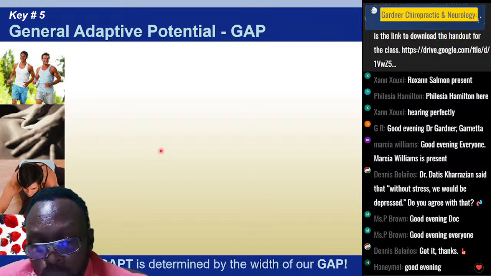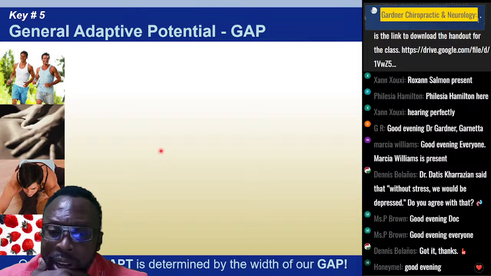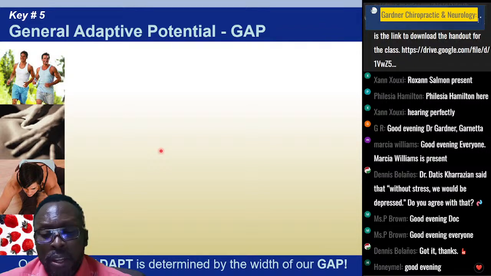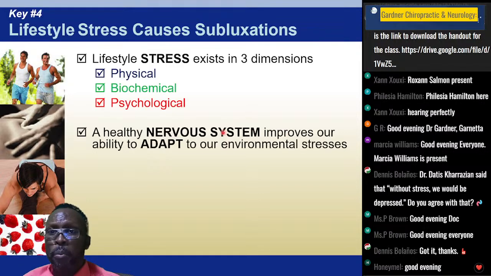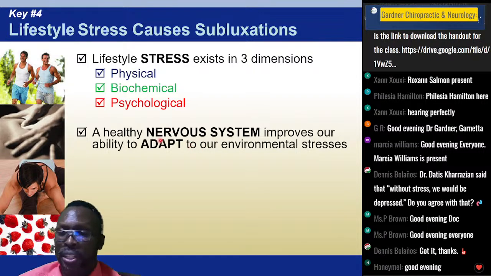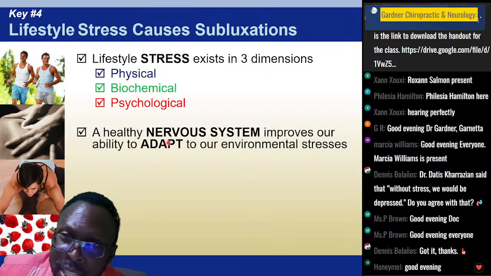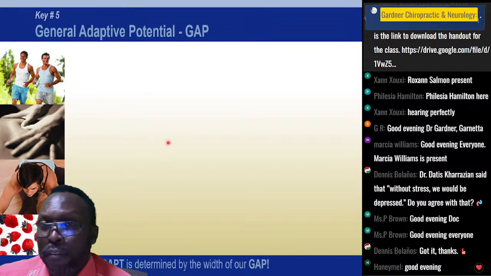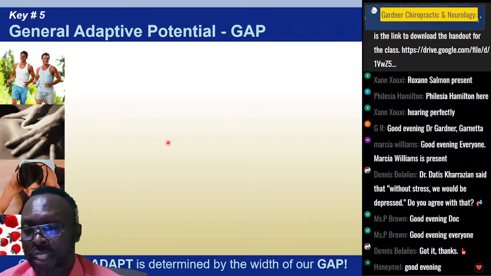Now we're winding down here. This slide, I'm going to try to go through as quickly as possible. It's kind of a long slide, but it's an important slide nonetheless. So we're talking about our adaptive potential. Remember, our nervous system improves our ability to adapt to our environmental stresses. That adaptation, we call our general adaptive potential. That is the potential that we have to adapt to our stresses. And so we are using an analogy of a gap, GAP, to explain the general adaptive potential. Let us go.